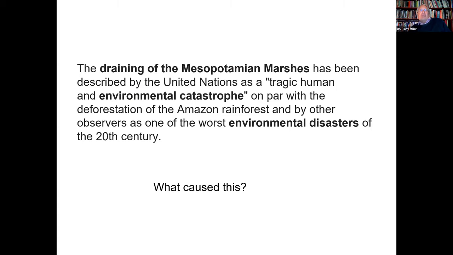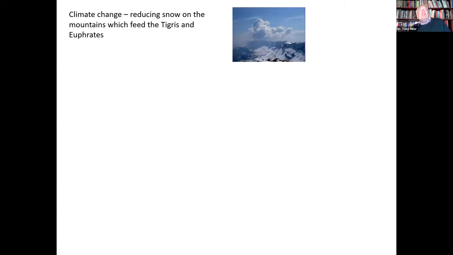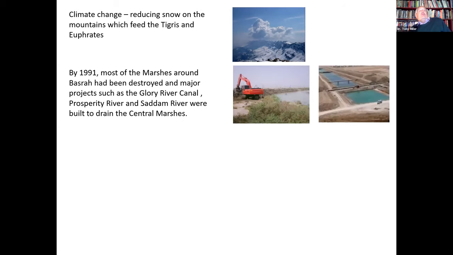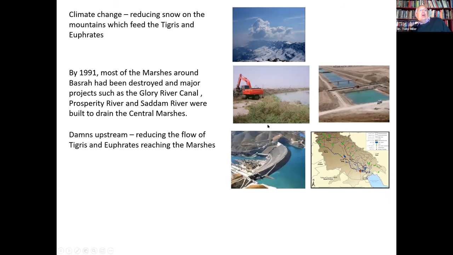So what caused this? Again, these are challenges and threats facing the whole region. Climate change is reducing the snowfall and precipitation on the mountains which feed the Tigris and the Euphrates. Then there was the political issue of draining the marshes. In 1991, the marshes were physically drained. After the drains were blocked, the marshes recovered to some extent, but then large dams began to appear.